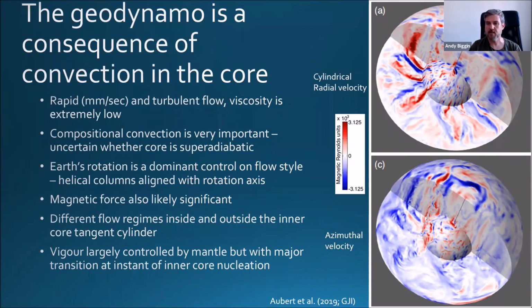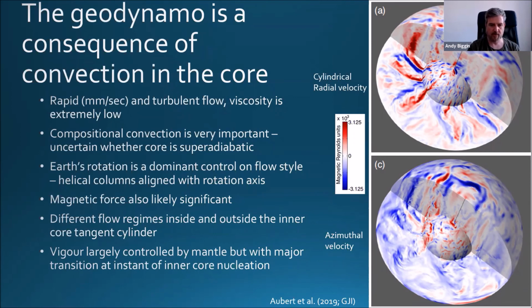But what this rotation will tend to do is to organize this flow into helical columns that are aligned with the rotation axis. And essentially what that does is it subdivides the outer core into two regions, one which is inside a cylinder that you can imagine tangential to the inner core and aligned with the rotation axis, and then the rest of the core outside this.